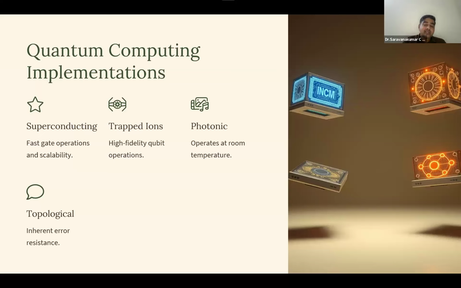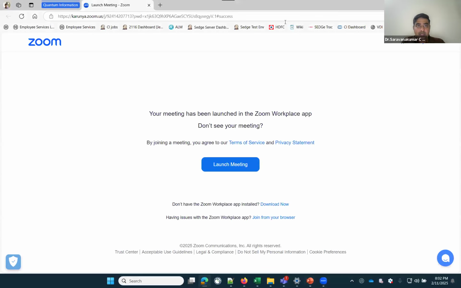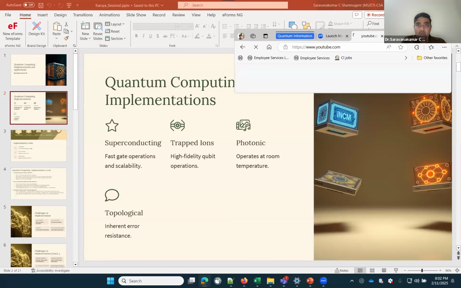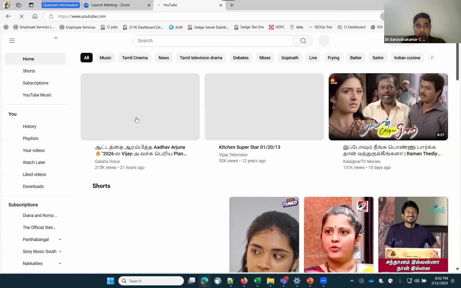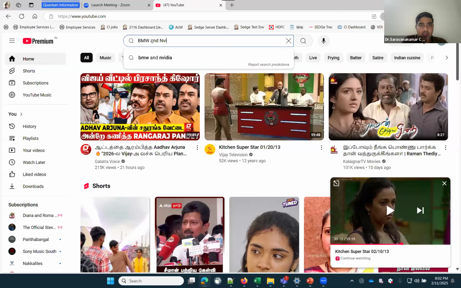So the companies that want to develop quantum computers do not want to wait 4 or 5 years. They want it very fast. And very interestingly, if you look into this, one second. Ma'am, you can see this other screen, right? I'm trying to open YouTube. Yes, sir, you can see the YouTube page.